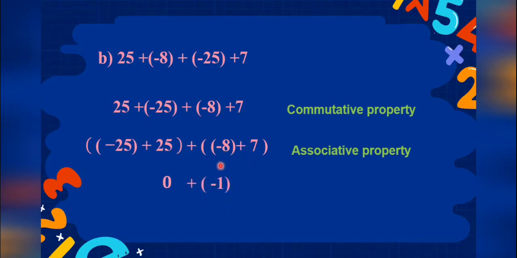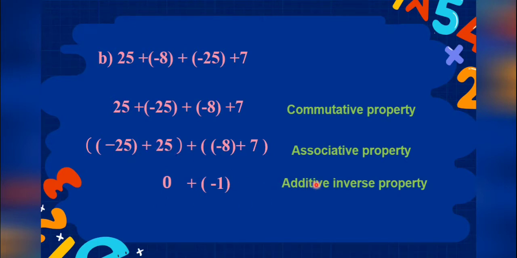What will we call this property? I will call it additive inverse, because the 0 is a result of adding two additive inverse numbers. When we add them, the answer is 0. So this 0 is a result of the additive inverse property.